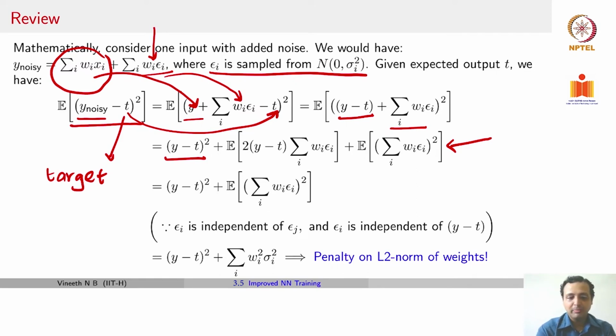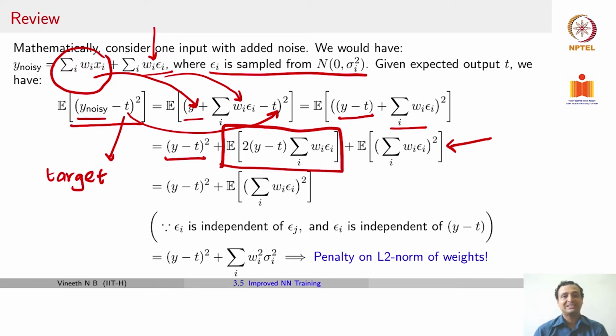Now if you see the middle term here, we assume that all weights are constants and all epsilon i's are going to be mean 0 by the very definition of how epsilon i is sampled, which means the expectation of this sum over i of Wi epsilon i will go to 0. So you are left only with the first term and the third term.